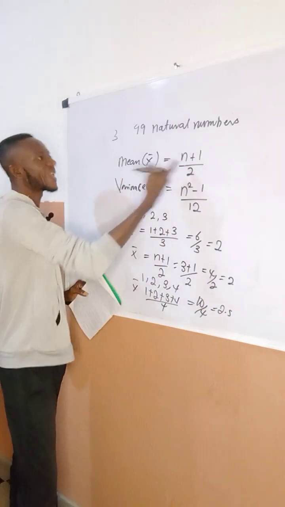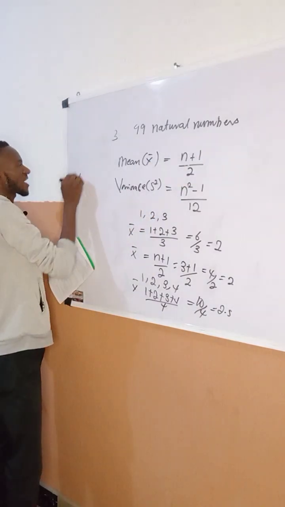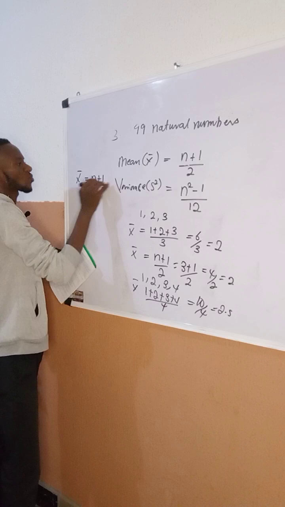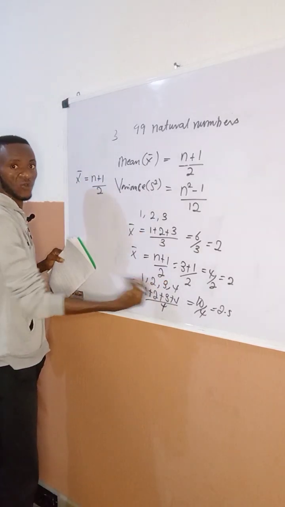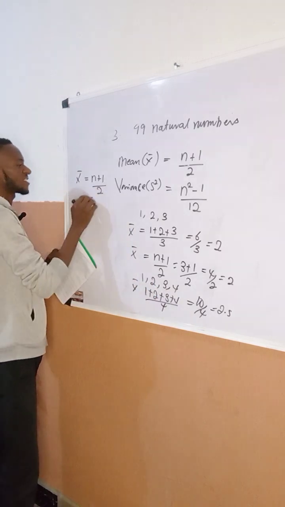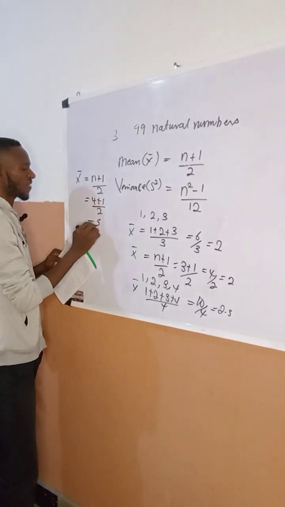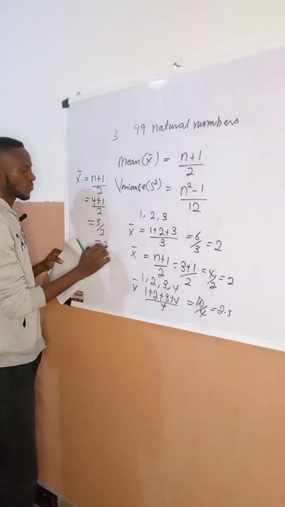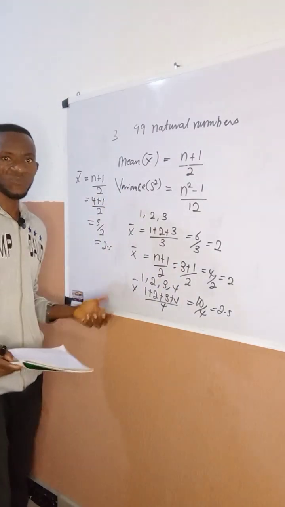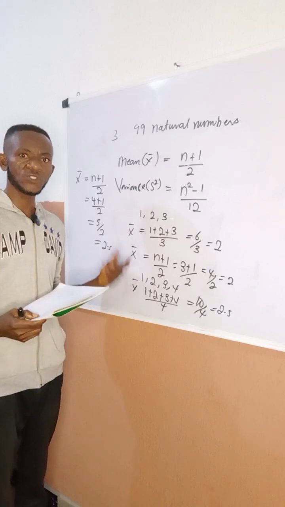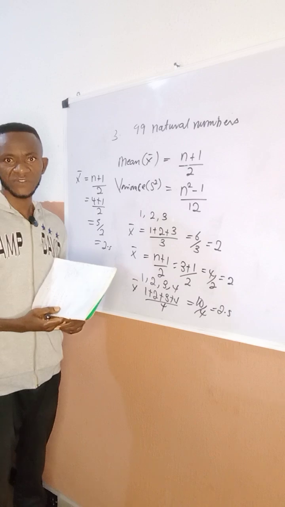But then, relying on this formula, we can easily say that our mean, x bar, is given as n plus 1 all over 2, where our n in this context is 4, the number of natural numbers. It becomes 4 plus 1 all over 2, and 4 plus 1 is 5 all over 2, which is equally 2.5. So actually, these formulas are reliable because they return accurately the values of a mean and the variance from a set of natural numbers.